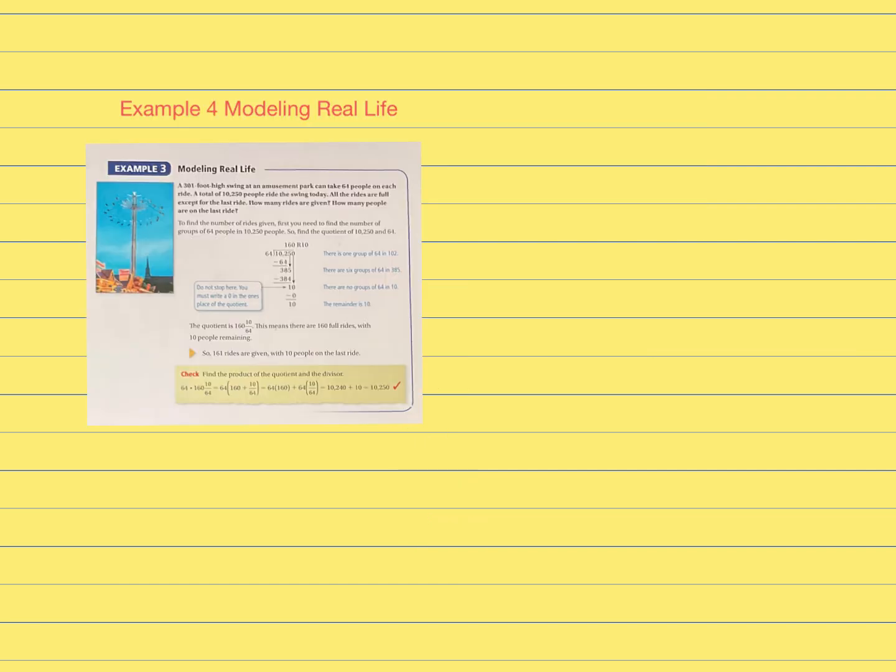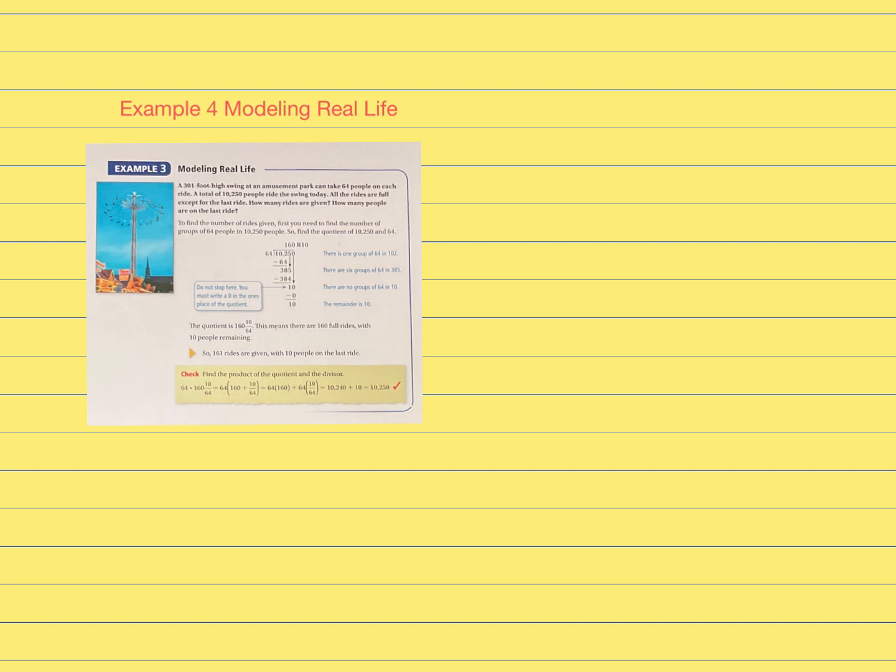All right, I know this is kind of tiny, but we're going to do example 4, modeling real life. First of all, I have to point this out to you. I will ride every ride at Cedar Point except for this one. They have one like that. I just can't do it. It's just, why swing me around like that? I can't do it. All right, back on the math here.